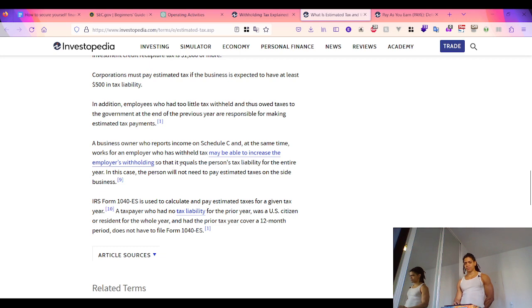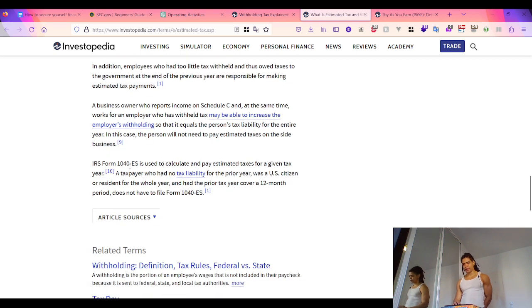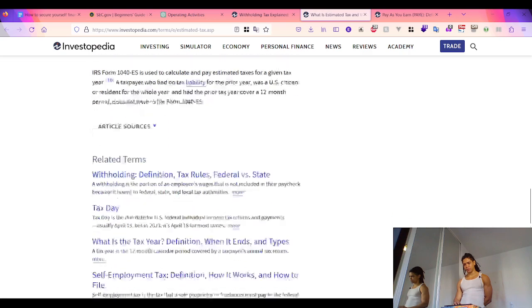IRS Form 1040-ES is used to calculate and pay estimated taxes for a given tax year. A taxpayer who had no tax liability for the prior year, was a U.S. citizen or resident for the whole year, and had a prior tax year covering 12 months.